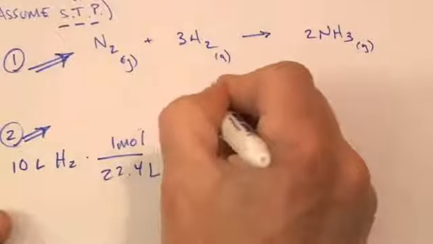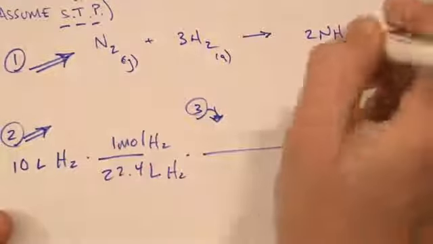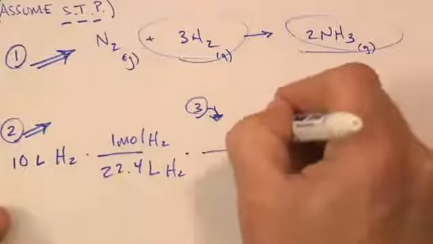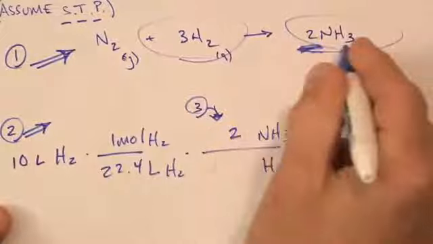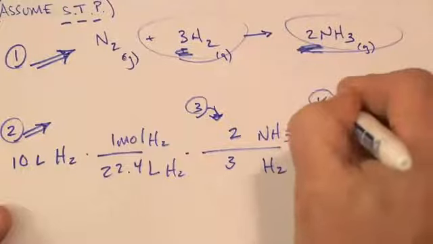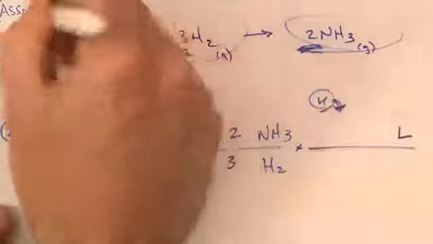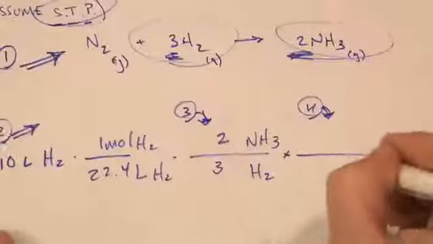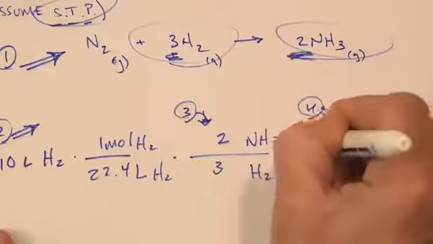Step number 3 then is the mole-to-mole ratio, from the balanced chemical equation. And since I want to know NH3 and I know H2, I put H2 in a position where it's going to cancel, and NH3 is my new set of units. And the ratio is 2, because there's 2 in front of the NH3, to 3 for H2. Step number 4 is, of course, to convert to the asked for units. And in this case, the asked for units are liters once again. And since it takes place at standard temperature and pressure, 1 mole of any gas, in this case NH3, occupies 22.4 liters.